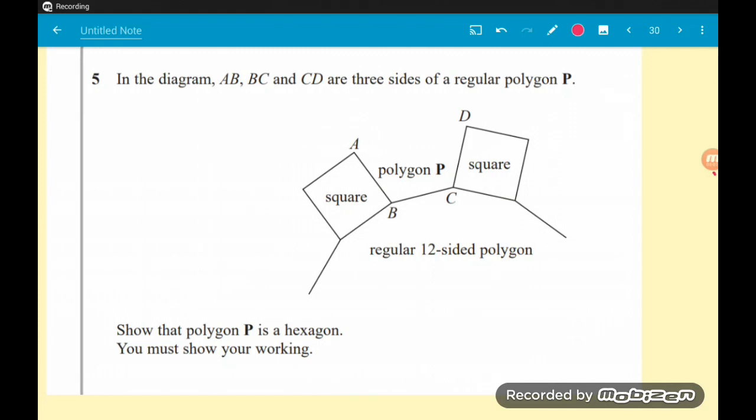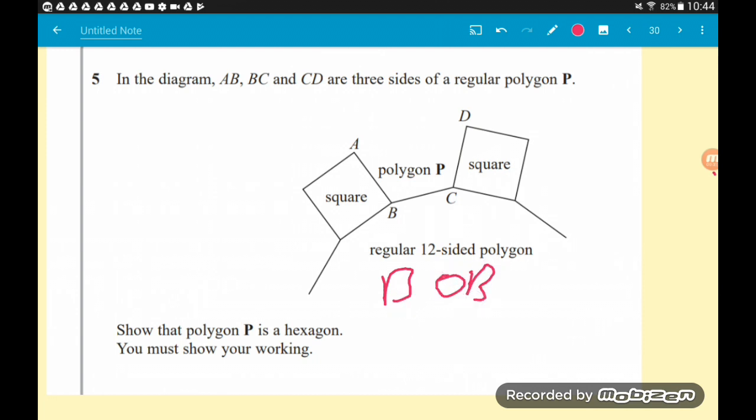Okay, and then the final question goes, so I've saved the best till last, angles inside of polygons. So here we've got AB, BC and CD are sides of a regular polygon P. Regular means the sides are the same length and the angles are the same size. Now we've got these sides are made up between two squares and one side of a 12-sided polygon. Now, so that I don't have to keep saying 12-sided polygon, I'm going to call our 12-sided polygon Bob.